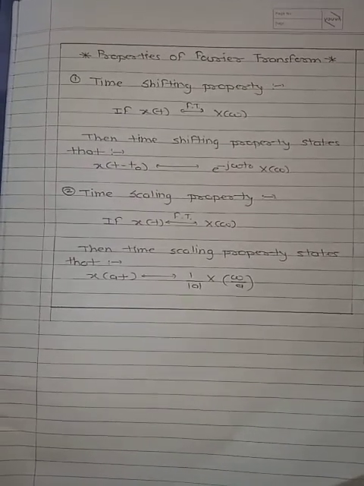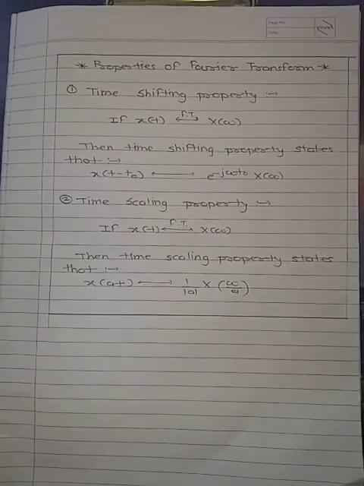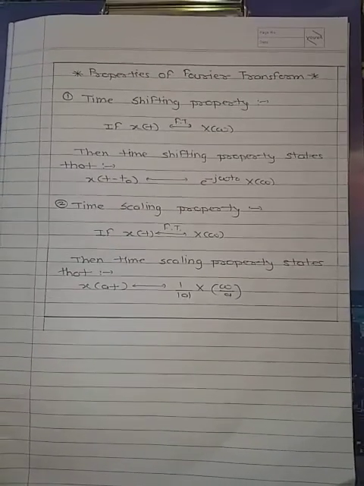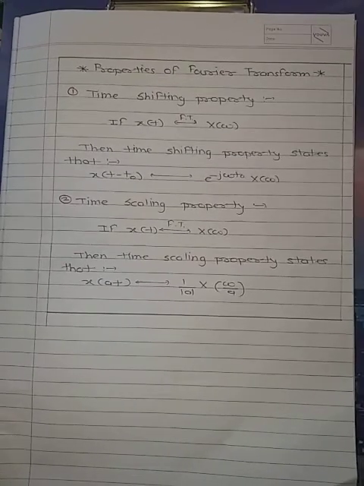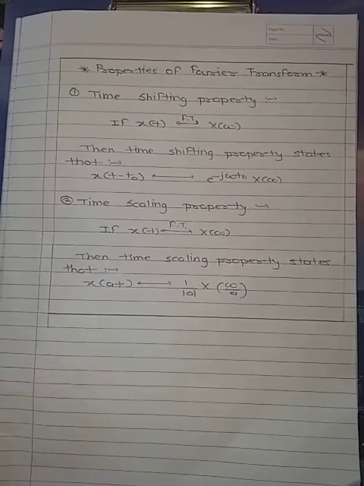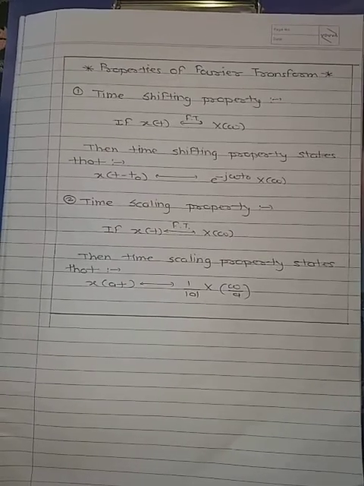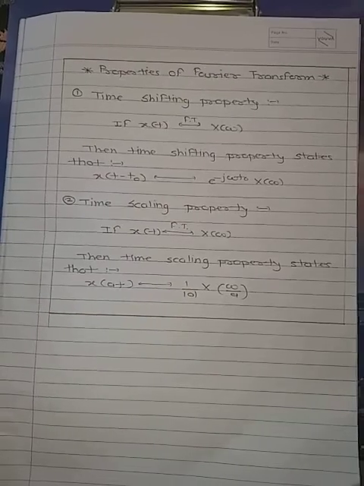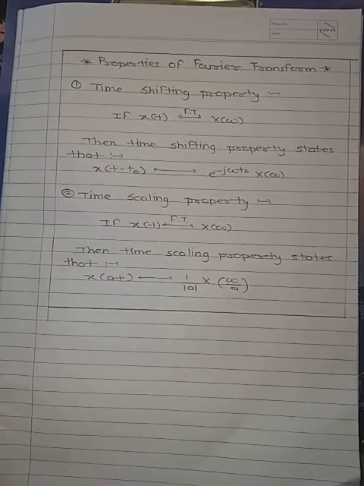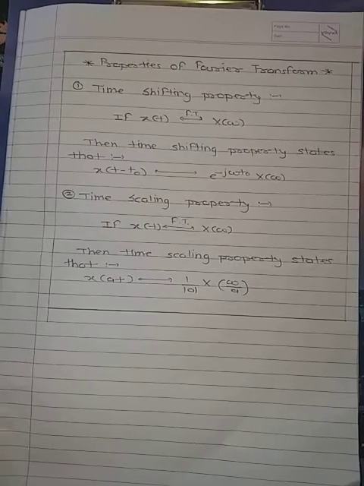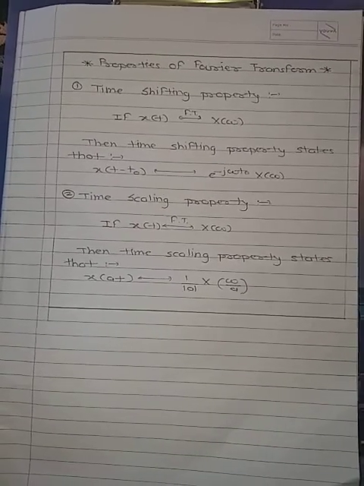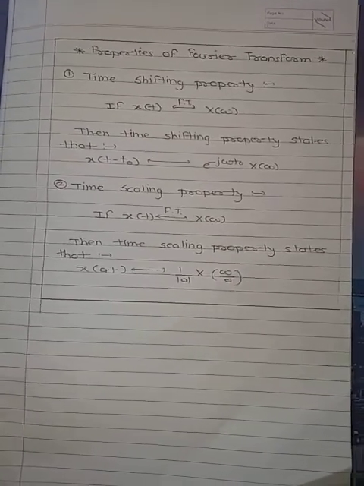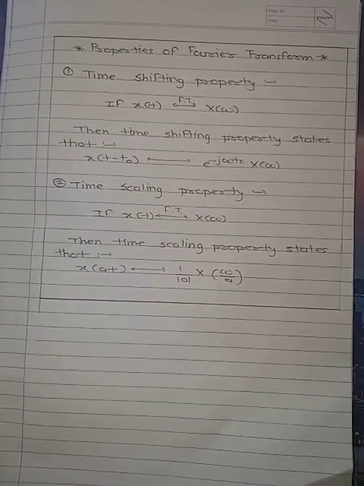The first property is time shifting property. The time shifting property is like if x of t has a Fourier transform of X of omega, then time shifting property states that if t naught is the coefficient of shifting, then x of t minus t naught has Fourier transform of e to the power minus j omega t naught multiplied by X of omega. Here we are going to multiply the Fourier transform X of omega by the factor e to power minus j omega t naught.